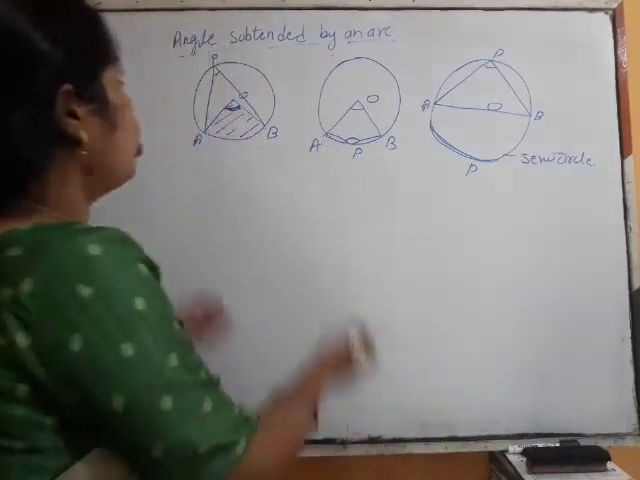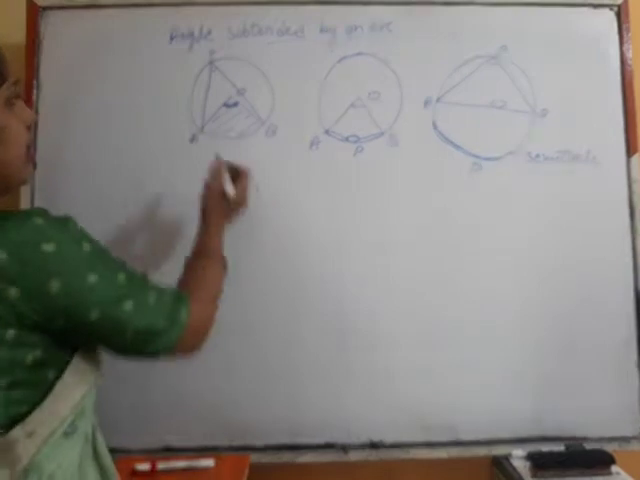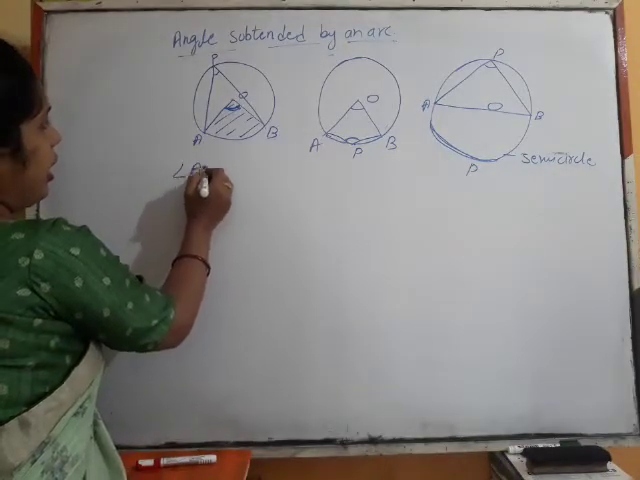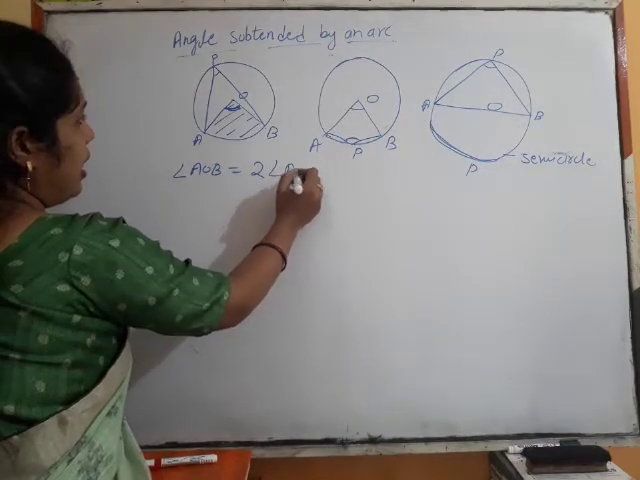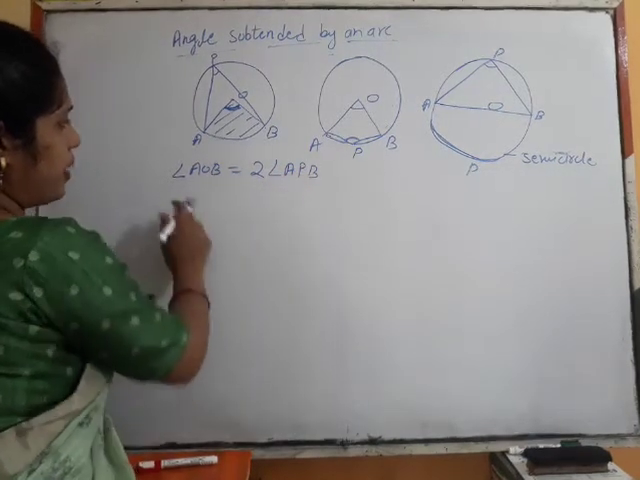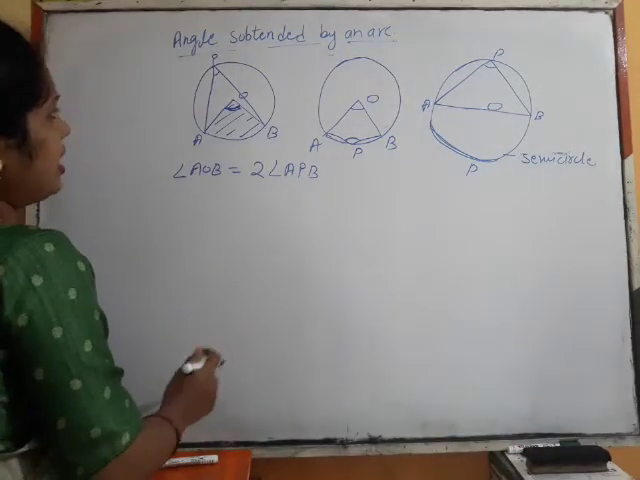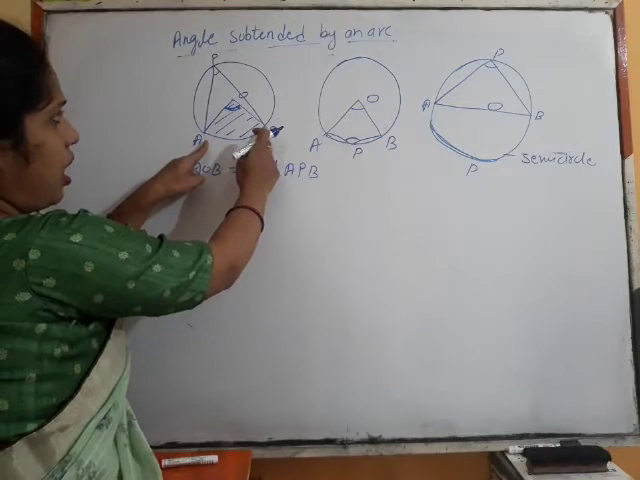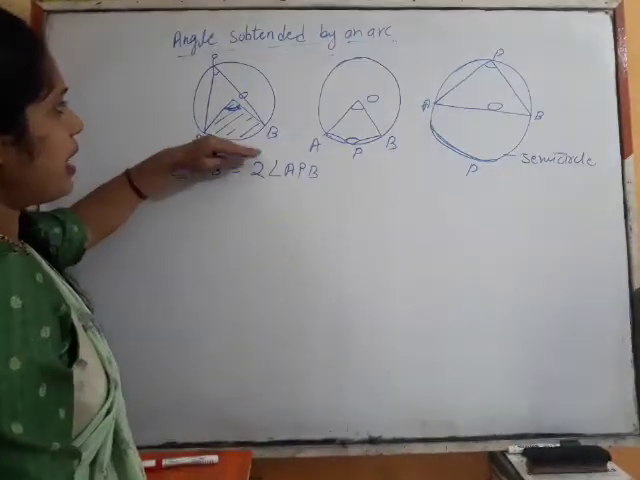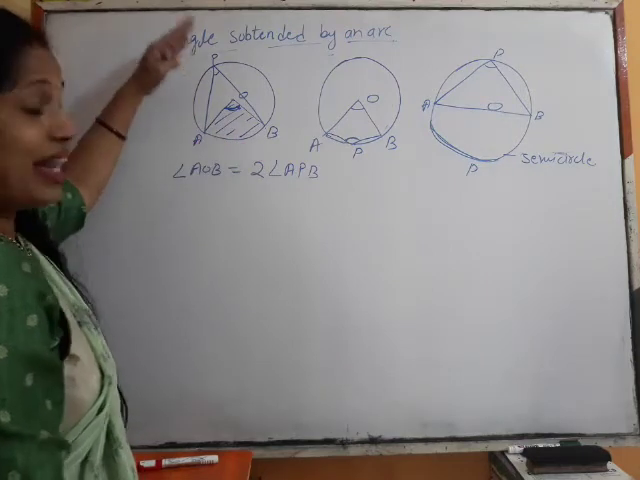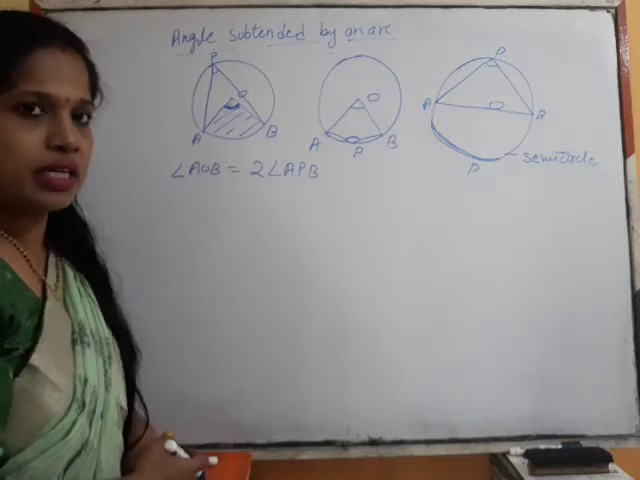So the topic leads us to the theorem that this angle AOB is twice the angle APB. This is true for all three cases. So what is that? The angle subtended by an arc at the center is double the angle subtended by the same arc at any point on the remaining part of the circle.